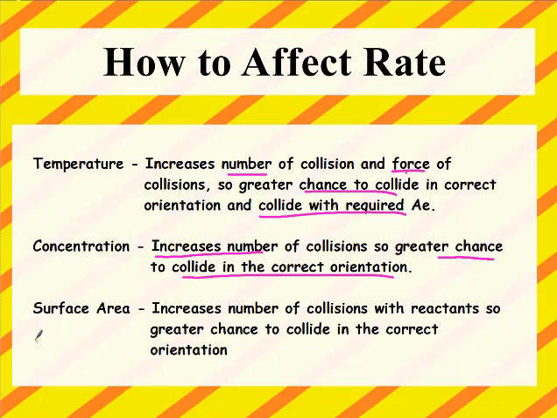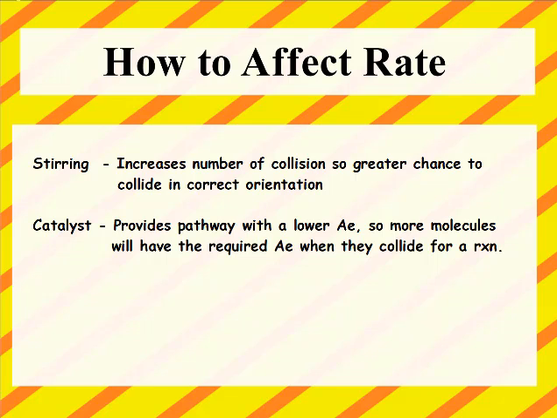Surface area, we want to break up a particle. So smaller pieces have a greater surface area. So greater chance that the reactants will collide in the right orientation because now they're spread out. There's more area for it to react with. Previously, it could only react with the outside. Stirring increases our number of collisions, so greater chance they collide in the right orientation. And a catalyst provides a pathway with a lower activation energy. So more molecules will have the required activation energy when they collide.